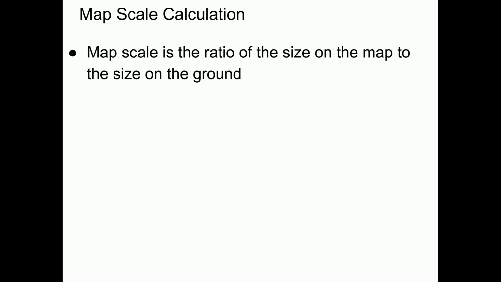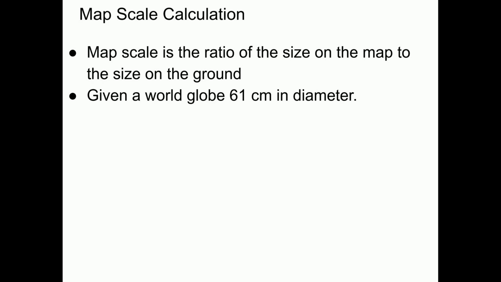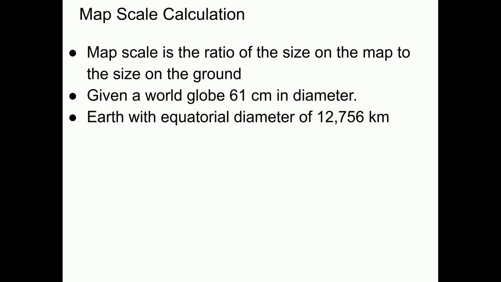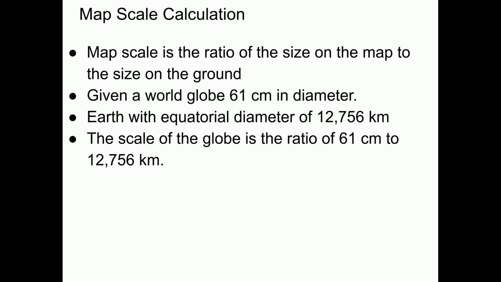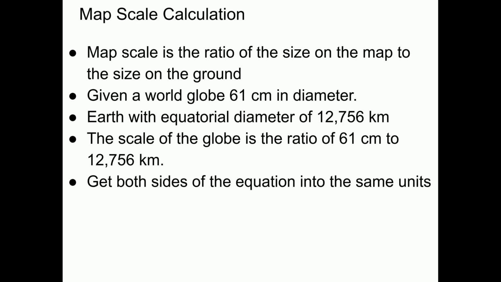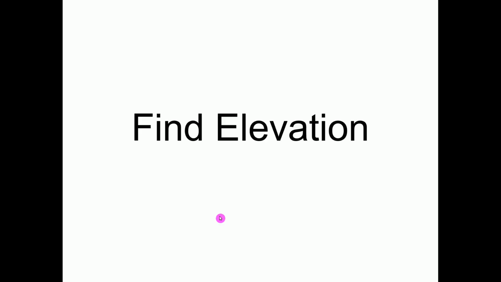So, map scale calculation. Map scale, as you know, is the ratio of the size on the map to the size on the ground. If I gave you a world globe that was 61 centimeters in diameter and asked you what the scale of the map is, you'd need to know that Earth has an equatorial diameter of 12,756 kilometers. So the scale of the globe is the ratio of 61 centimeters to 12,756 kilometers. The first thing we want to do is get both sides of the equation into the same units, and then we want to get the denominator down to 1.